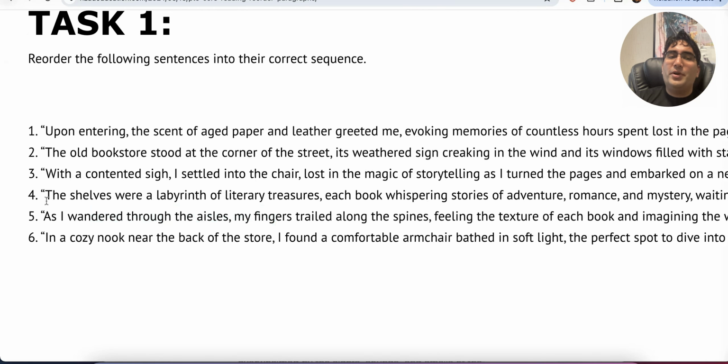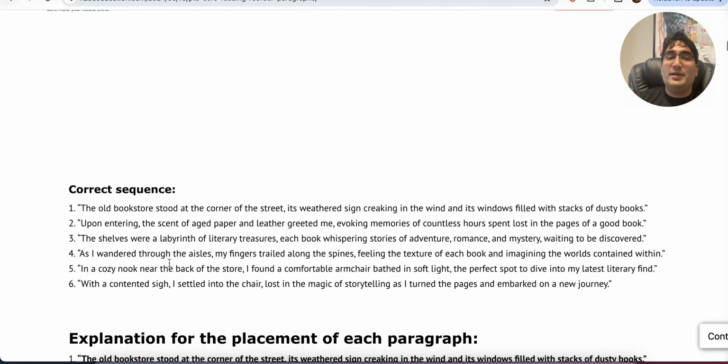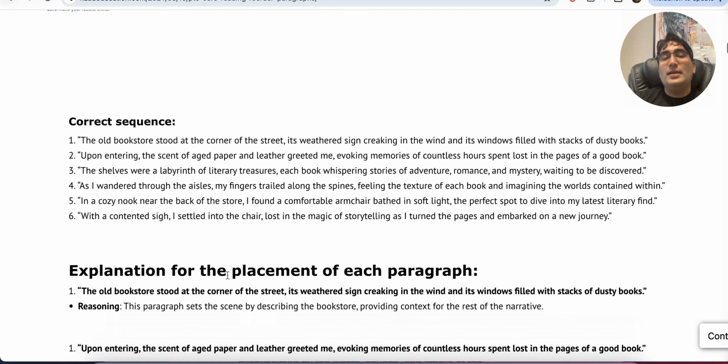So now 4 goes before 5. Then you're left with only 6 and 3. And we already discussed 6 will go before 3. And that is your sequence. I'll show you the correct answers now. They're exactly how we discussed them. You can pause, take a screenshot, read them, see what I explained earlier.